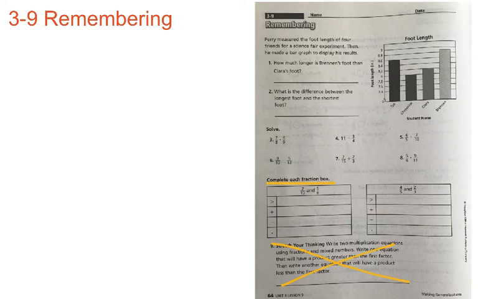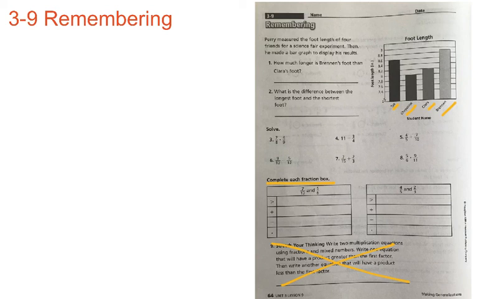We're going to work through the data together a little bit. We've done this in the past. I know we've practiced it, but I do want to at least talk about the data and the bar graph. It says Perry measured the foot length of 4 friends for a science fair experiment. Then he made a bar graph to display his results. And you can see that he has his friends: Ty, Cheyenne, Clara, and Brennan. And he measured their foot length in inches.